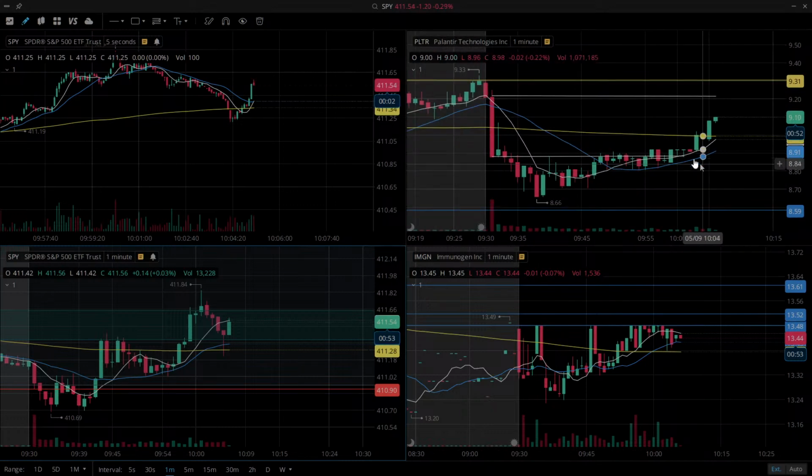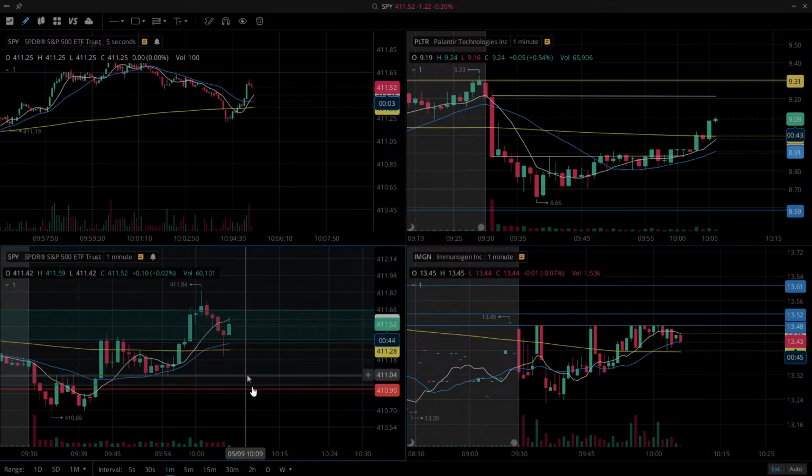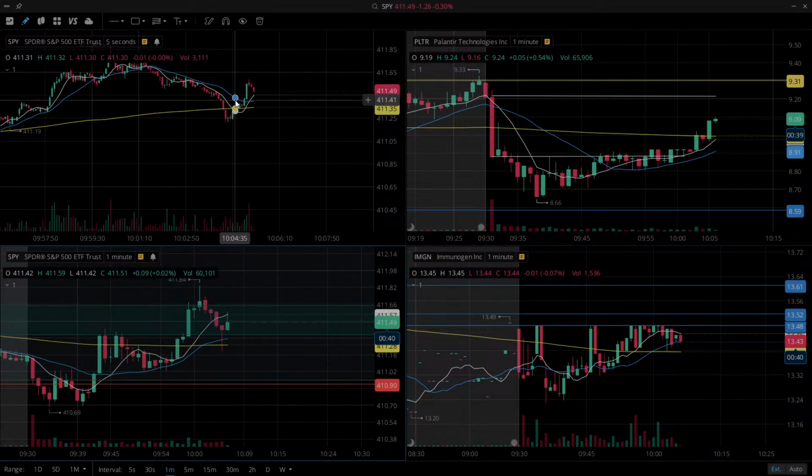Now look at that push. PLTR looking to finish the move. Exactly. That's a perfect Busby right there. Boop, boop, boom. Perfect Busby. Quick day trade for a retrace.